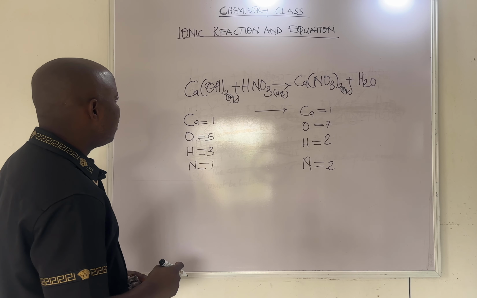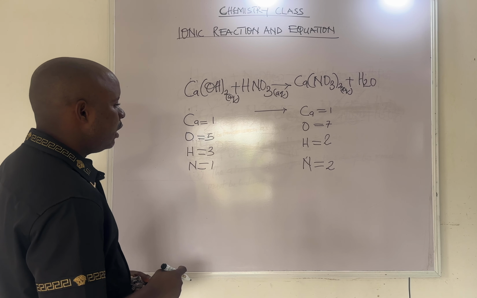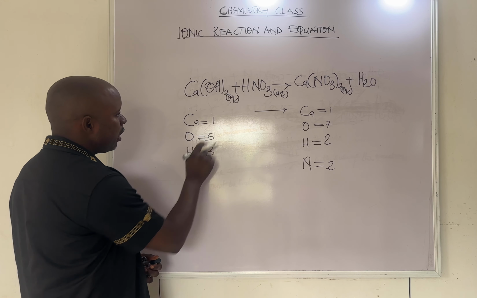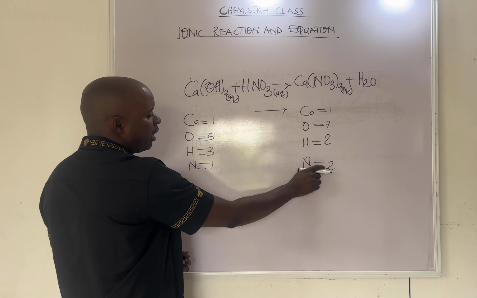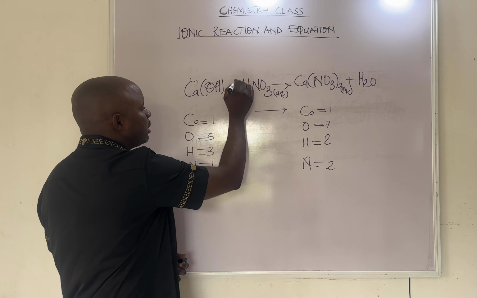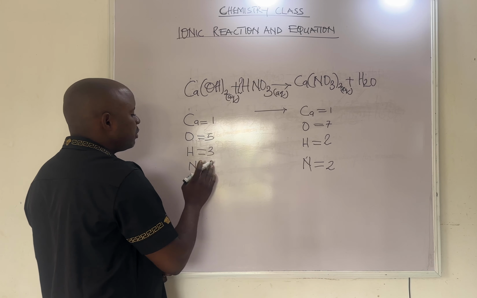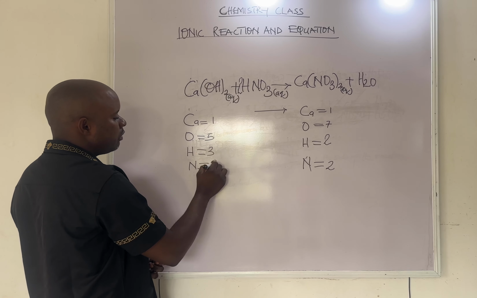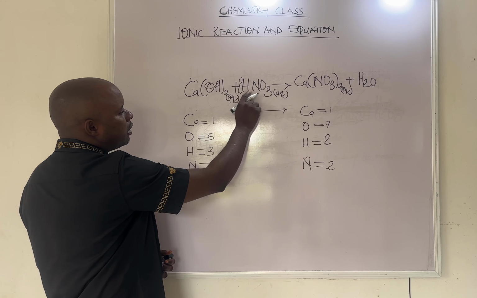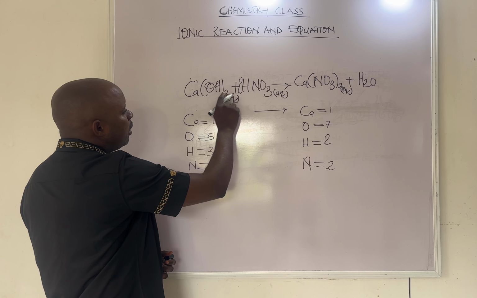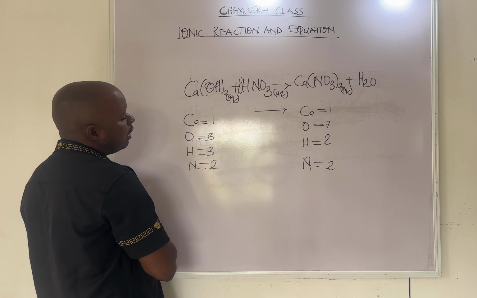So what is happening here? How can we balance this equation? Since we have only one N here, let's make this N to be 2. Let's balance this N first. N is 2 here. 2 times 1, I'm going to have 2 here. Oxygen is 3 here times 2, 6, plus here is 8. I'm going to have 8 here.